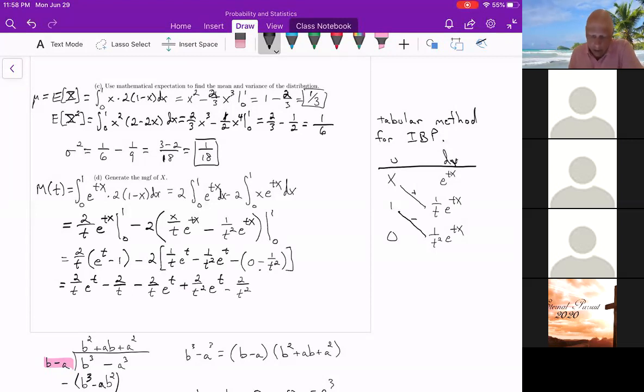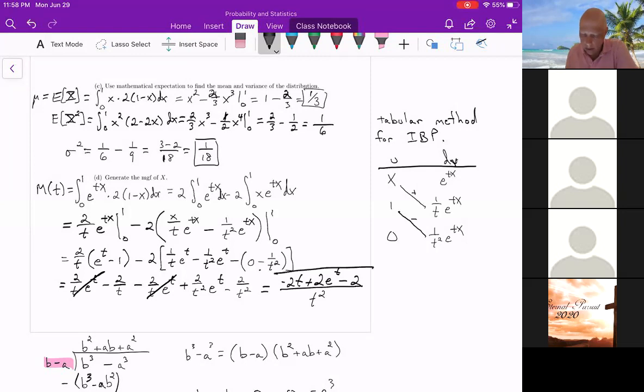And I see that 2 over t e to the t is added and subtracted here, so it simplifies a little bit. And then you could do what Tim did. Tim got a common denominator of t squared. This isn't a required step, but it's not a bad one. And so he has negative 2t plus 2 e to the t minus 2, which is over your t squared.